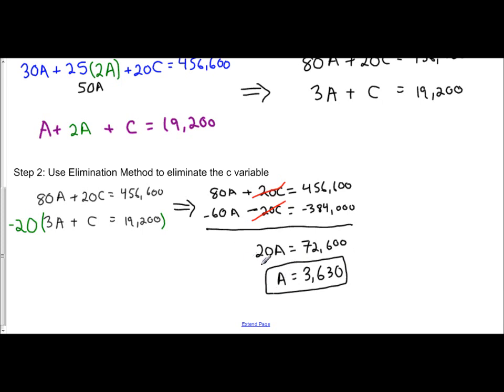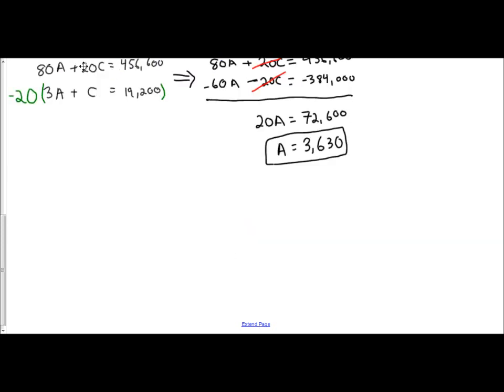Well, now that I know A, I can work backwards. I can plug it in and find C into either this equation, 3A plus C, or the equation with 80A plus 20C. I'm going to plug it back into this bottom one because they're smaller numbers, and so there's less of a chance of making a mistake. The calculations will be easier. So our third step, step 3, is to substitute A in to find C.